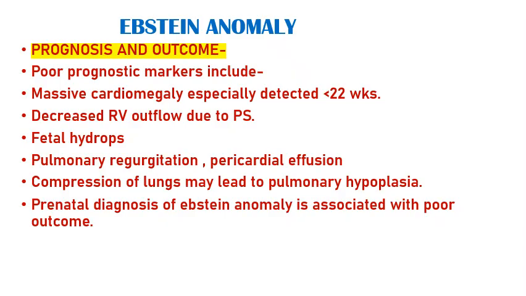Prognosis and outcome in Ebstein anomaly. The poor prognostic markers include massive cardiomegaly, especially detected less than 22 weeks, decreased RV outflow due to pulmonary stenosis, fetal hydrops, pulmonary regurgitation, pericardial effusion. Compression of lungs may lead to pulmonary hypoplasia. Prenatal diagnosis of Ebstein anomaly is associated with poor outcome.